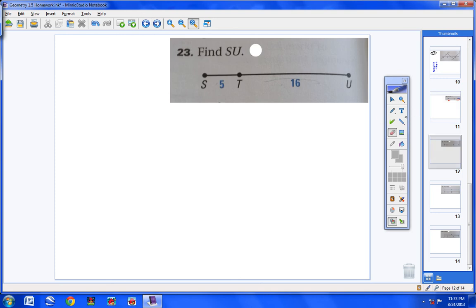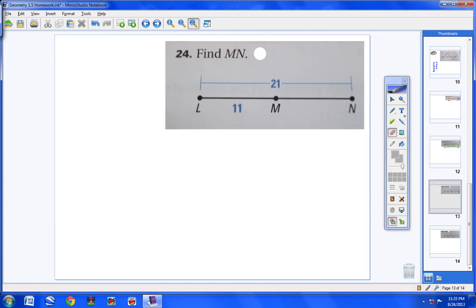All right, on number 23, they want us to find the length of SU. Now notice, first of all, we know the length of ST, that's 5, and then we know the length of TU, that's 16. They want to know the entire length running from S all the way down to U, this whole length. So a piece is 5, the other piece is 16. If you add those 2 together, you will get 21 for your answer. 21, okay?